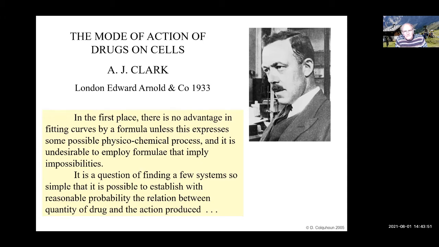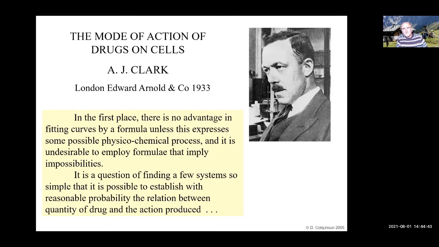I'll start off with a quotation from A.J. Clark, one of the pioneers of quantitative pharmacology. In fact, it was really A.V. Hill, another UCL person who deserves that accolade more than Clark. But Clark wrote a very prescient book in 1933, and in it he said, "In the first place, there is no advantage in fitting curves by a formula unless this expresses some possible physicochemical process, and it is undesirable to employ formulae that imply impossibilities." He put an emphasis on mechanism. Of course, in 1933, nothing was known about mechanisms, but the sentiment was dead right, I think.